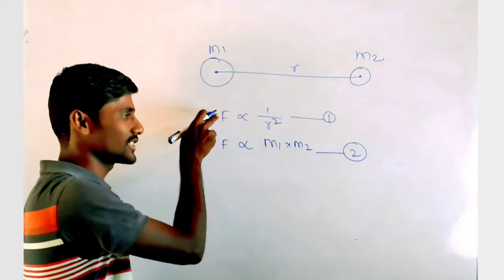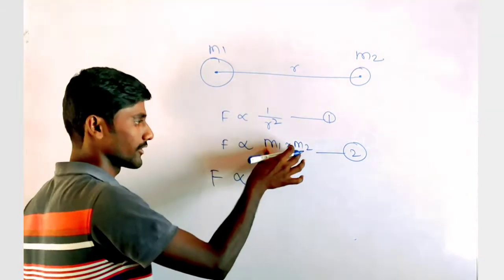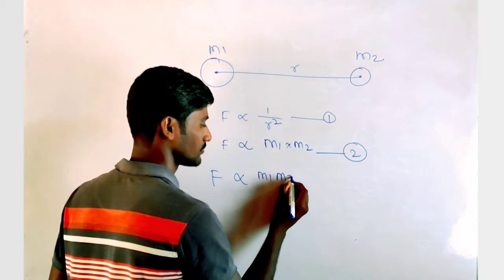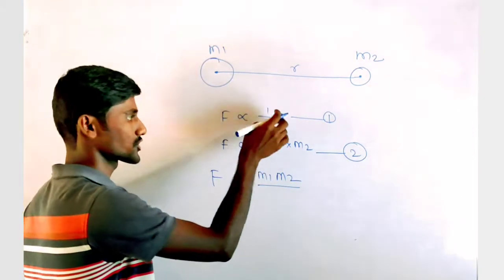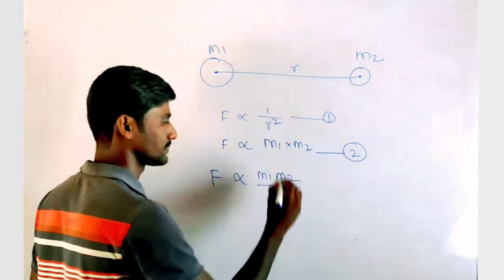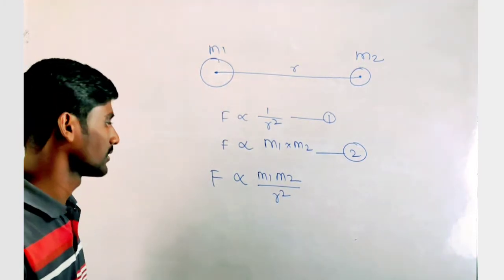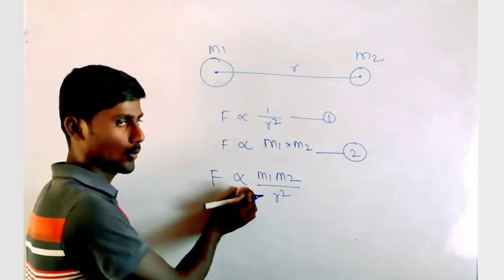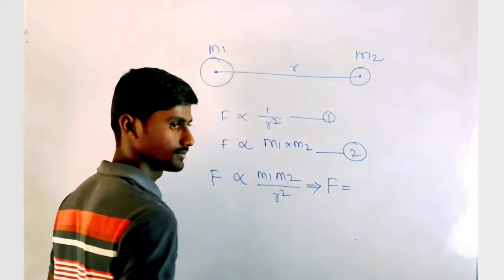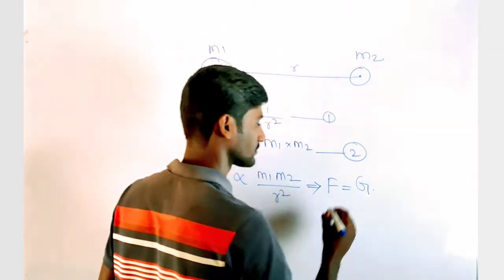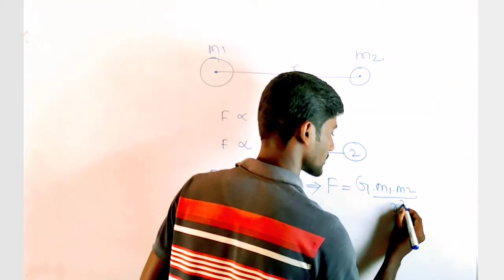On combining these two, we get that F is directly proportional to M1 M2 and inversely proportional to the square of the distance between their centers. Now, on removing the proportionality sign, we add a constant. So force is equal to a constant, let's say G, into M1 into M2 by R square.